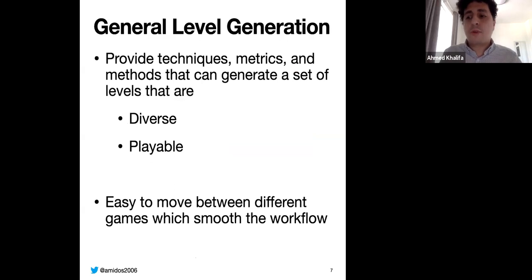So what I propose is to find these techniques and metrics and methods that can generate levels that are still playable, because this is the main thing, because the levels are functional, and at the same time, they are diverse. I don't want to have one single level. I want to support getting a lot of different levels, so it can fit the different tastes of users or designers, and they can see what exactly they need to do now.